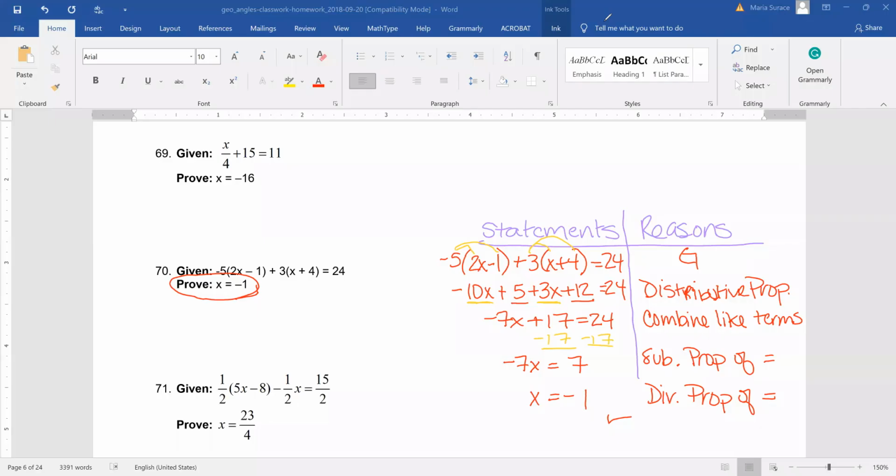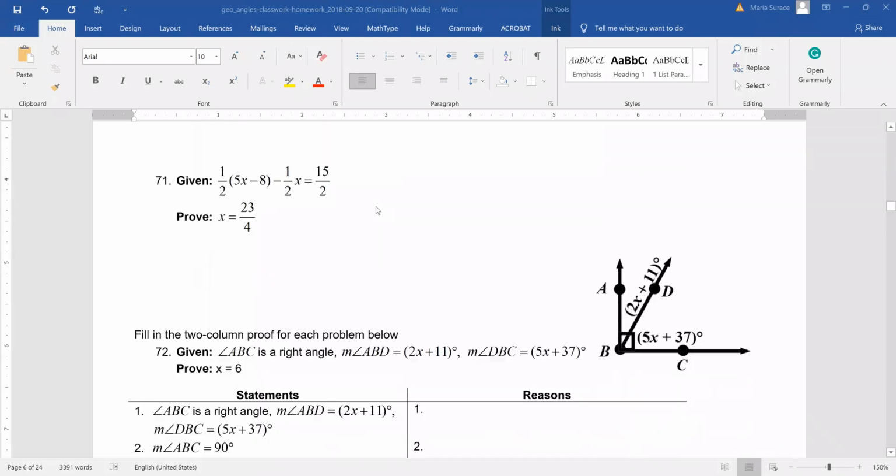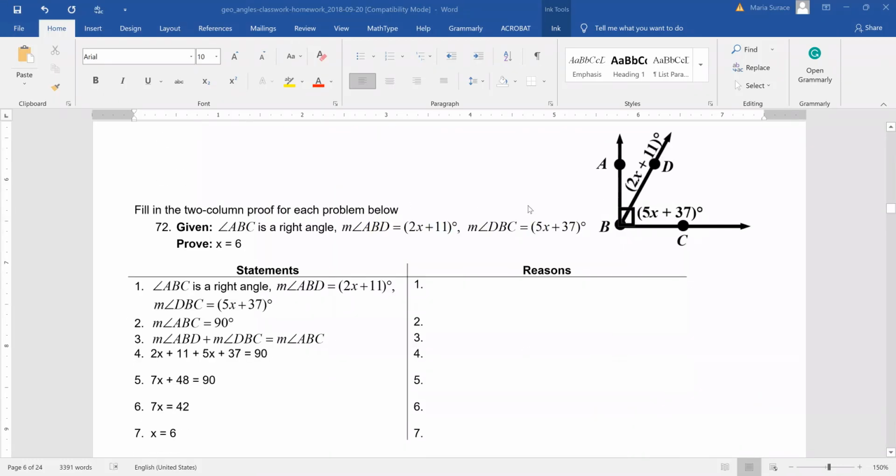Okay. Let's remove these drawings from the screen and attempt now a geometric proof. Okay, so let's skip down to 72. And 72 starts us off by actually giving us each statement that we need, and we are going to have to come up with the reason for it. So let's try to do that.